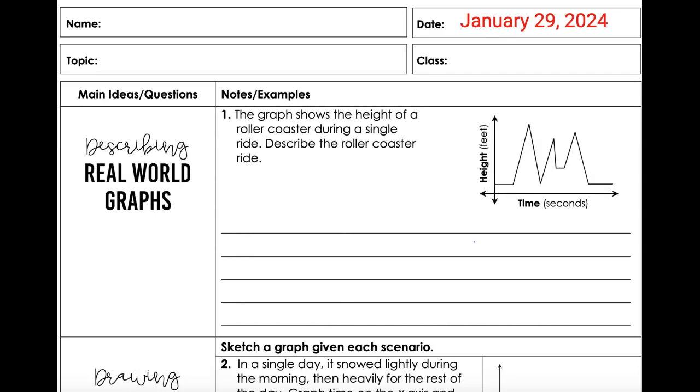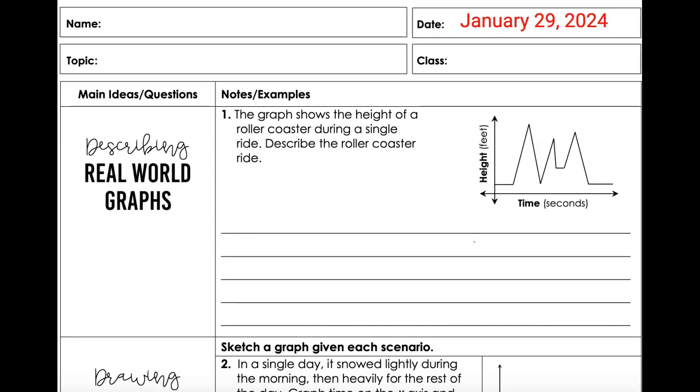Okay, we're going to continue our unit on relations and functions this week. Last week we looked at what makes something a relation versus how can we tell it's a function. We also looked at stating domain and range. This week we are going to focus on real-world graphs for these first couple of days and then look at equations and how we can make a relation or a function from those equations.